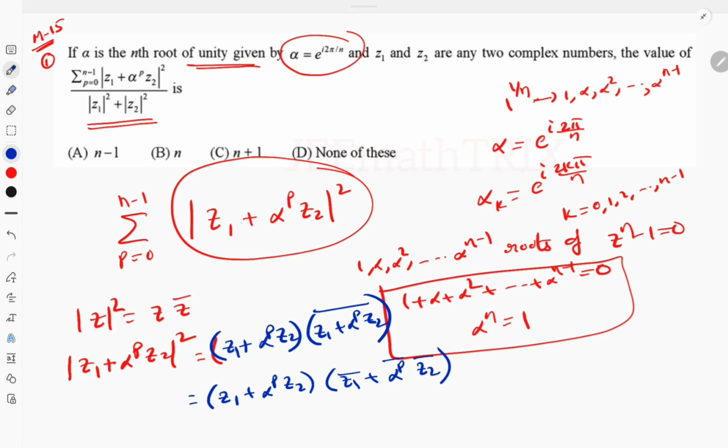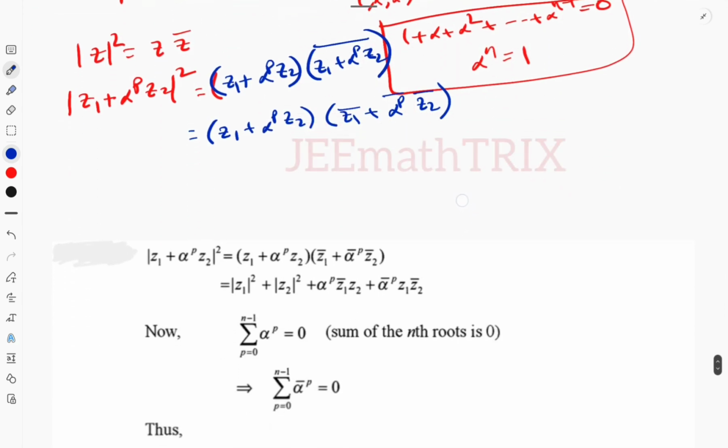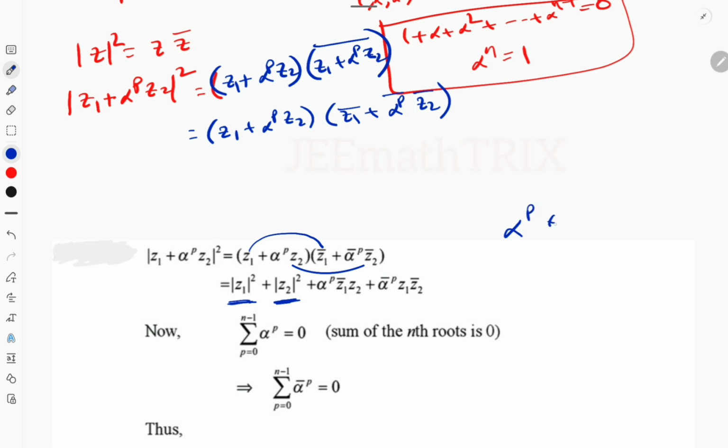Now if you multiply these two, the final result comes out to be modulus of z1 square plus modulus of z2 square, because z1 into z1 bar is mod z1 square and z2 into z2 bar is mod z2 square. You know that alpha power p into its conjugate is 1, because they are nth roots of unity. So this is modulus of alpha power p whole square, which is 1. So mod z2 square, and the remaining expression is this one.